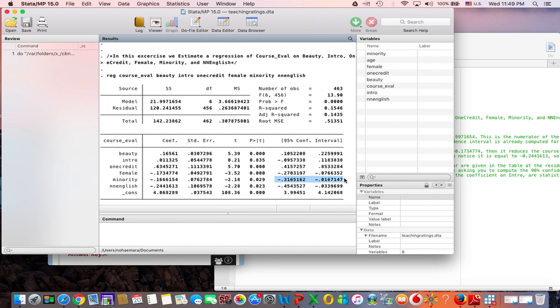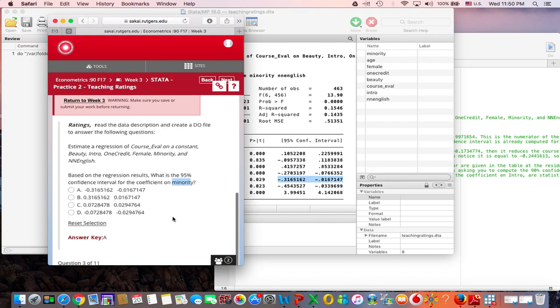So make sure that whenever these numbers are negative, then you need to keep the negative in your answer, okay? This one is saying that being a minority or a professor from a minority group, which by definition is non-white, will decrease the course evaluation by about 0.17 approximately. Okay, but this number would range from about 0.32 to about 0.02, okay, approximately. So to answer this, you need to find these numbers in the answer, so it's right here in answer number A.